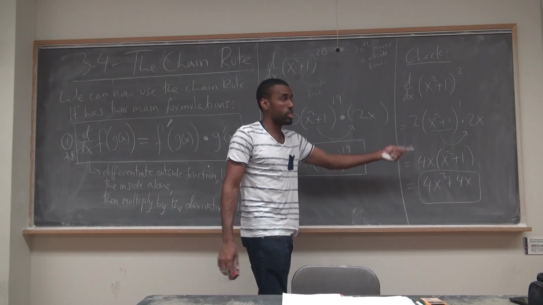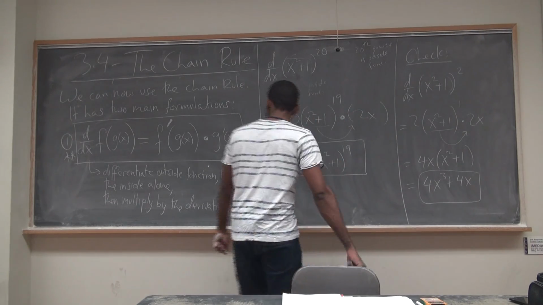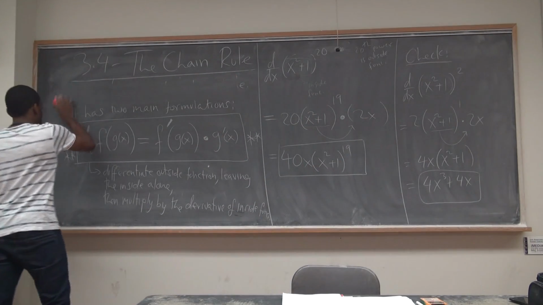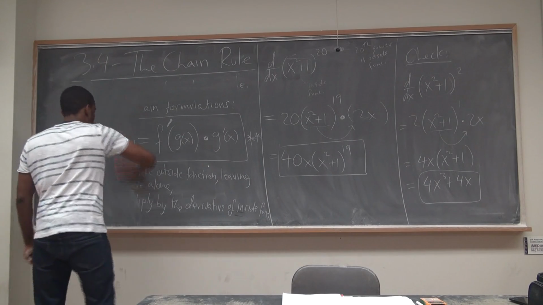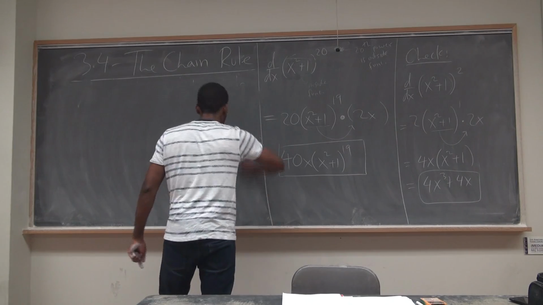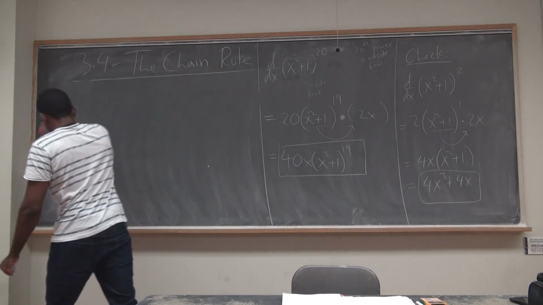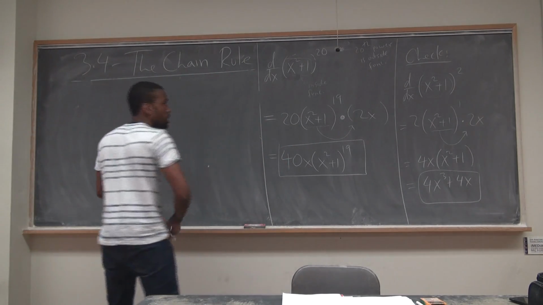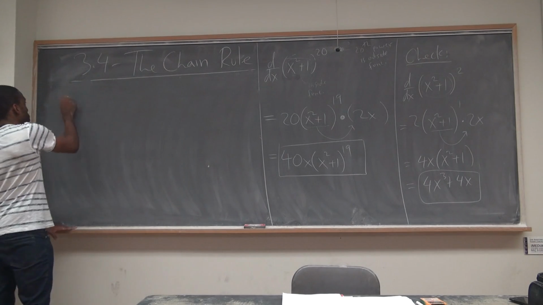And it was even a little easier. I didn't even have to remember how to expand the square. So that's called the chain rule, used to differentiate composite functions. If you have a function plugged into another function, the chain rule is who you want to use. There's another way to look at it.